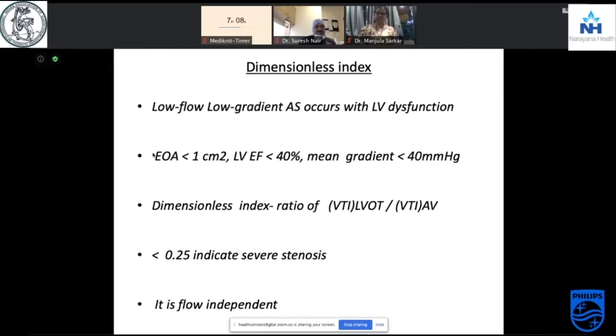This is usually indicated in patients who have low flow, low gradient AS, who have a smaller orifice area and an ejection fraction less than 40, but the mean gradients remain less than 40 millimeters of mercury. In such cases, the gradient will not be able to diagnose whether it is severe or not. So the dimensionless velocity index gives a fair idea whether it is severe stenosis or not. If the ratio of LVOT VTI to aortic valve VTI comes less than 0.25, you can fairly say that it is severe aortic stenosis, and it is also flow independent.